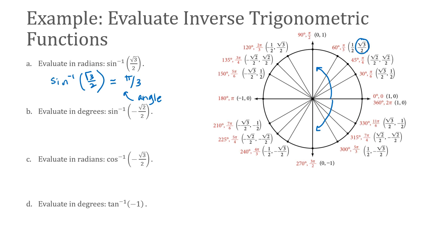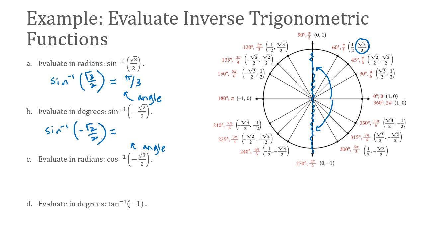Okay, part B. Now let's evaluate in degrees inverse sine of negative square root of 2 over 2. So we are again looking for what angle would have an output of negative square root of 2 over 2. And I'm just going to draw a line here, sort of call it a border. We can't cross over that border. Now there's no angle that's going to produce a negative sine in quadrant 1. So that means we are in quadrant 4.